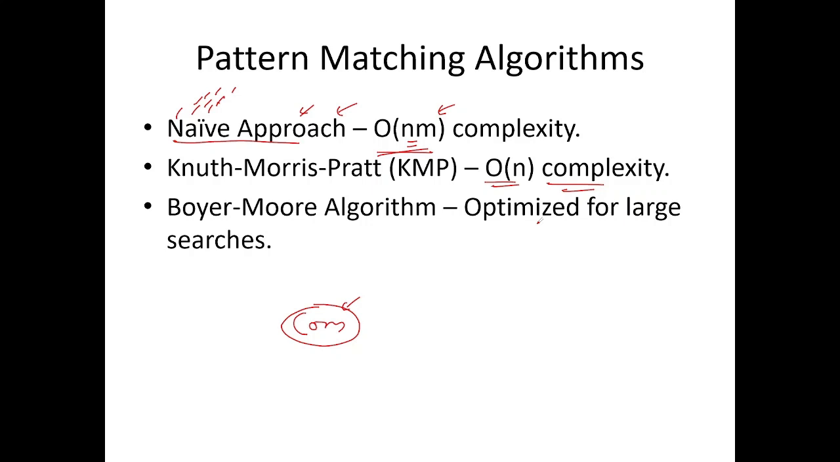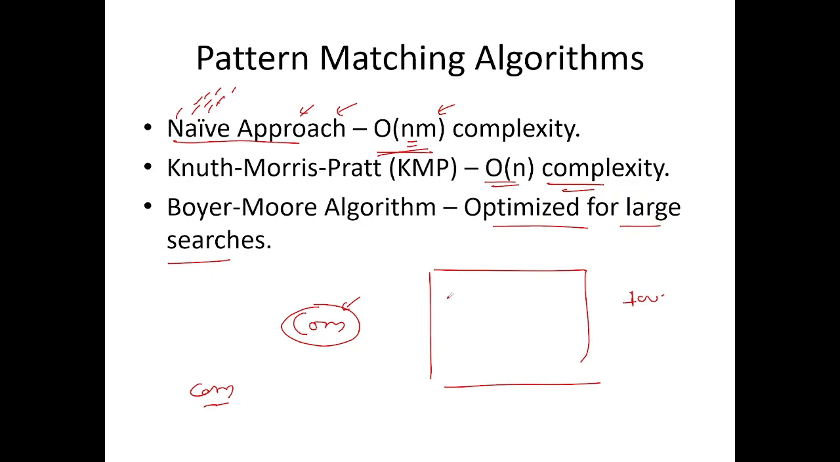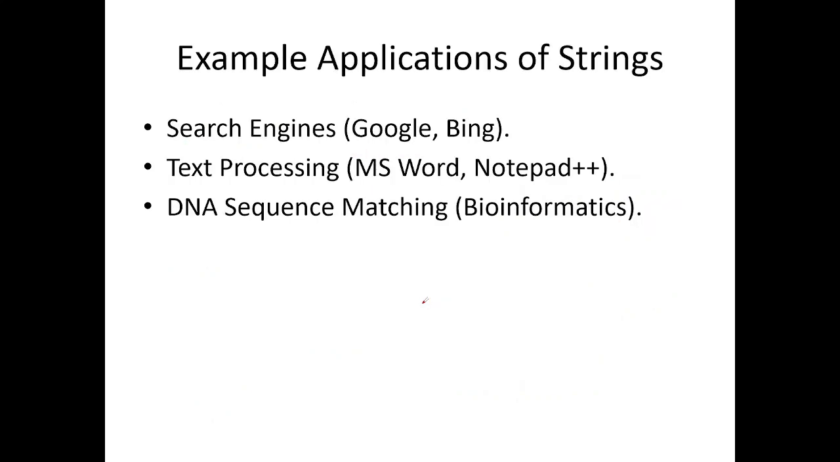You learn this also. And the Boyer-Moore algorithm is specially optimized for large searches. Just imagine a document containing hundreds of pages, and you want to search a particular word like COM. It will have to search lakhs of words and identify where all the COM strings exist. All this requires an efficient algorithm so that your searching happens faster.